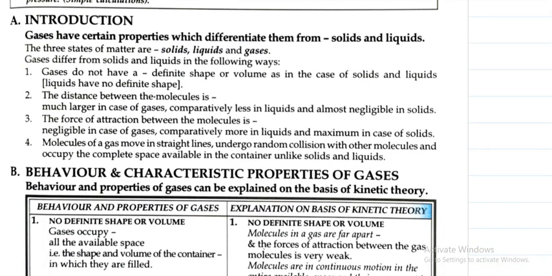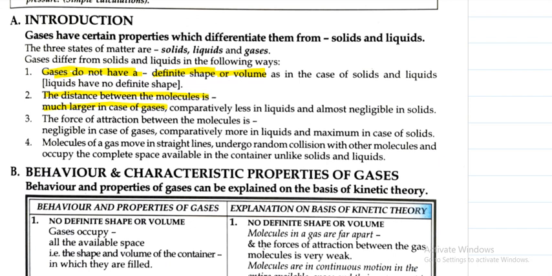As we all know, matter is available in three states: solid, liquid and gas. In this chapter we will discuss mainly gas and its properties. The first property of gas is that gases do not have definite shape or definite volume. We know that liquid and solid have definite volume, but gases do not have a definite shape or definite volume.